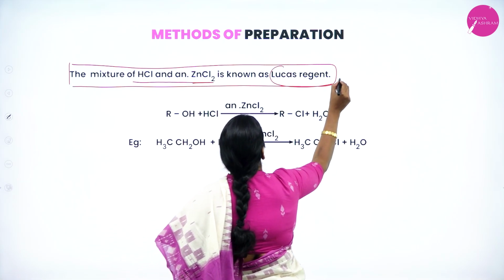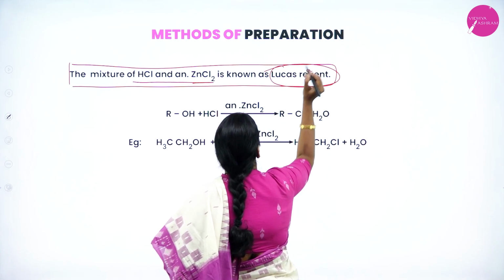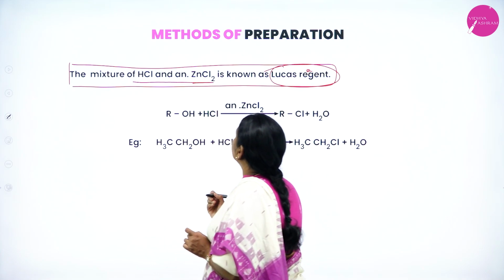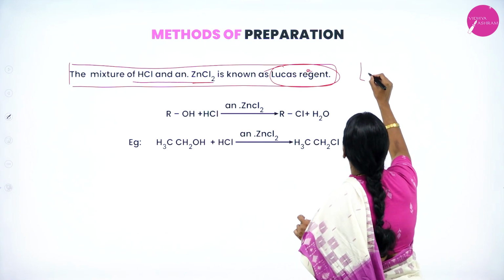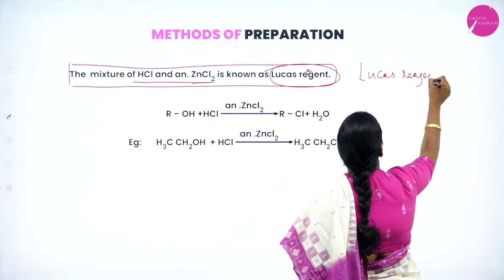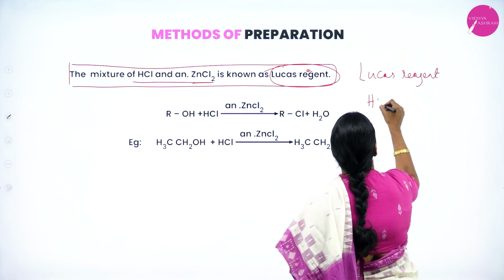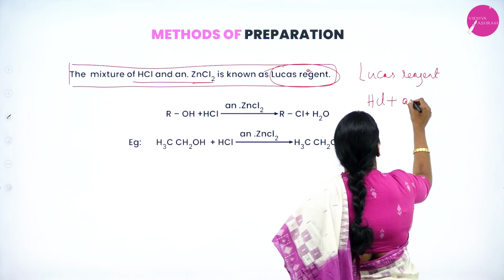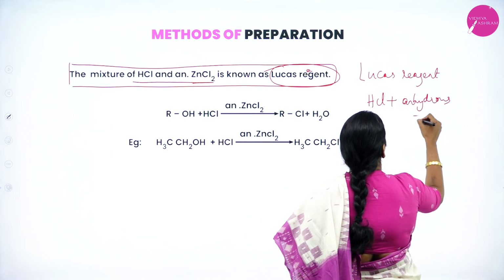Now, very important for your MCQ or 1 mark question: the mixture of HCl and anhydrous zinc chloride is known as Lucas reagent. This is a very important 1 mark question. What is Lucas reagent? Lucas reagent is a mixture of HCl and anhydrous zinc chloride.